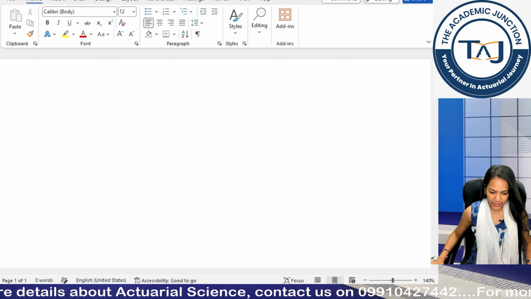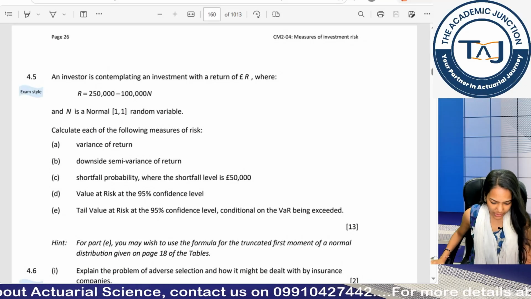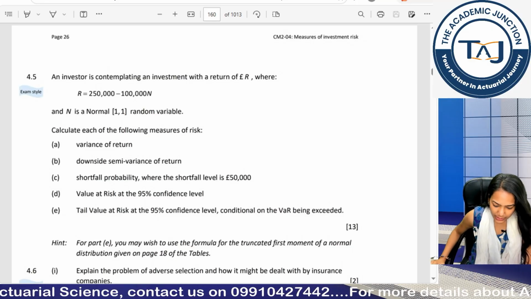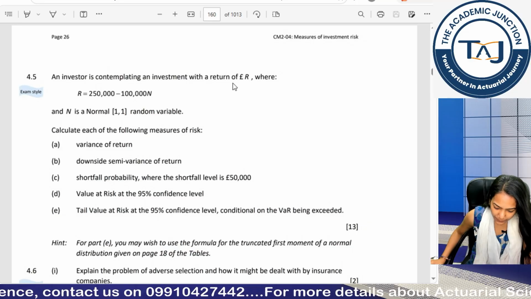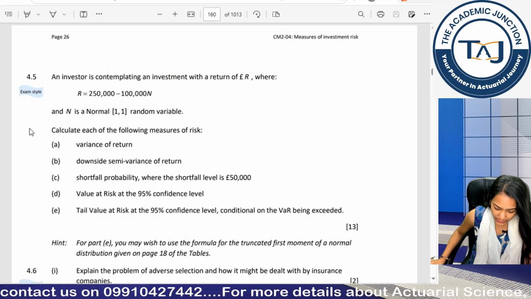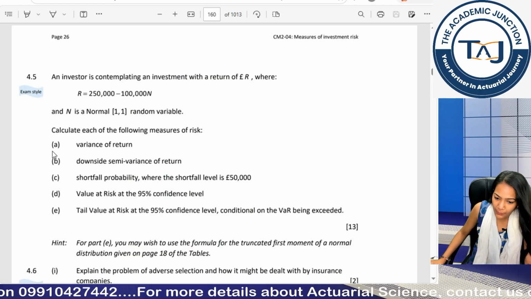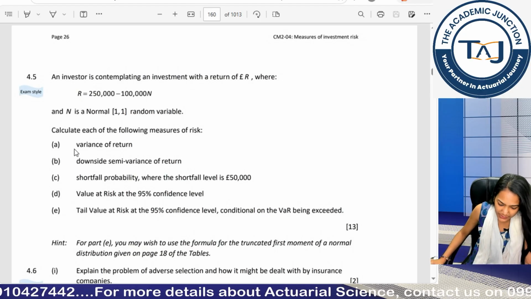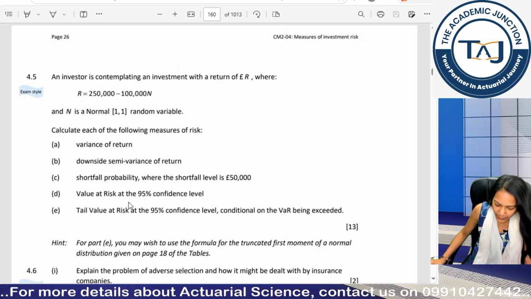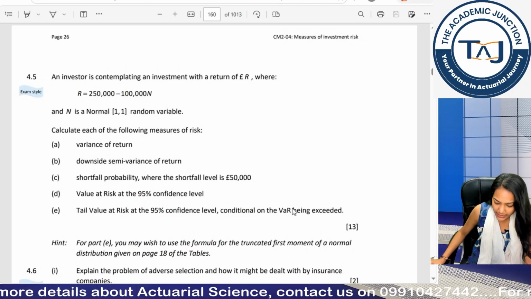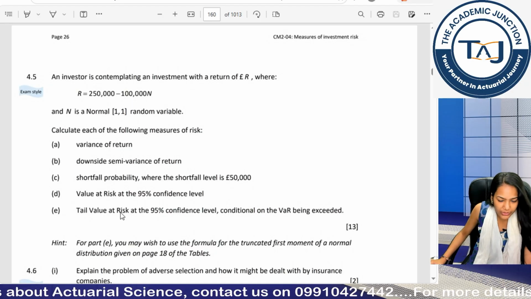Let us open the Word document and see. Yes, this is the question. An investment is contemplating an investment with return of pound R, where R is some expression in N, and N is a random variable. We are covering almost all of the investment measures: variance, semi-variance, shortfall probability, VaR and tail VaR, and conditional VaR as well. This is a very good question, and we will try to cover it in our class.